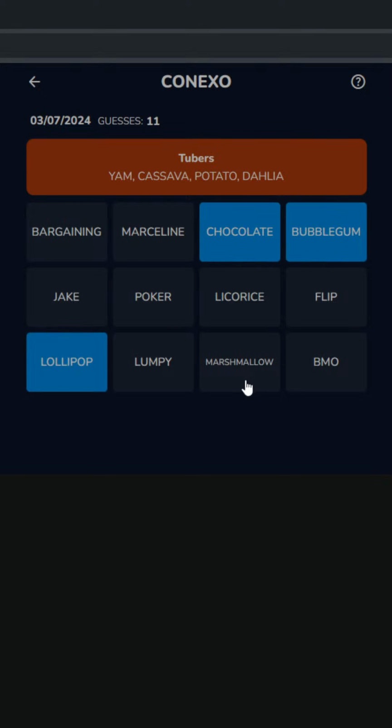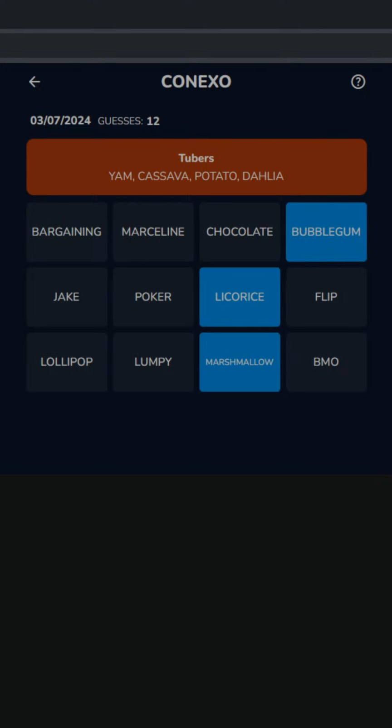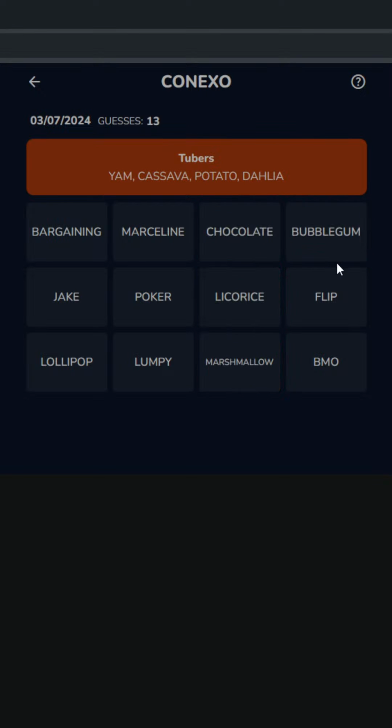Maybe lollipop, chocolate, bubblegum, marshmallows, sweet? No. Also wrong. What do these other words have in common? It's not like there's many more to choose from. Bubblegum is something you chew. Marshmallow is something you chew. Licorice is something you chew. Bubblegum, licorice, marshmallow, chocolate? No.